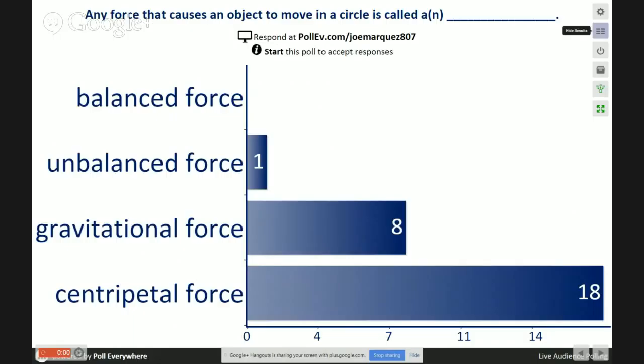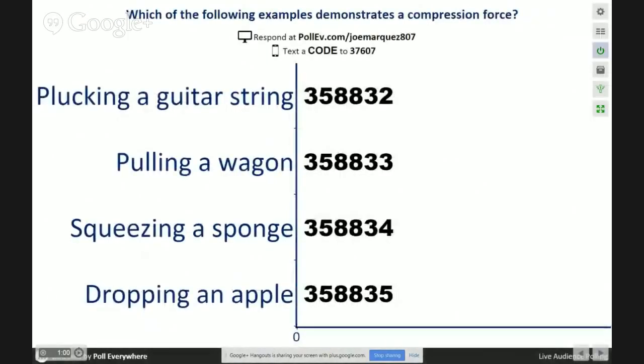Okay? And then who put unbalanced force? You are one of the smartest ones in this room. Because it's true. The only way you can go in a circle is if you're constantly accelerating. And the only way you can constantly accelerate is if there's an unbalanced force acting upon it. So that is true. Now, if you did that for that reason, awesome. Christian, we'll say that you did it on purpose.